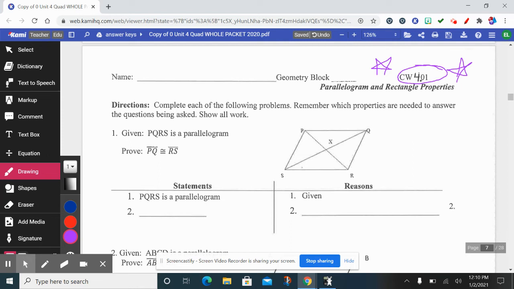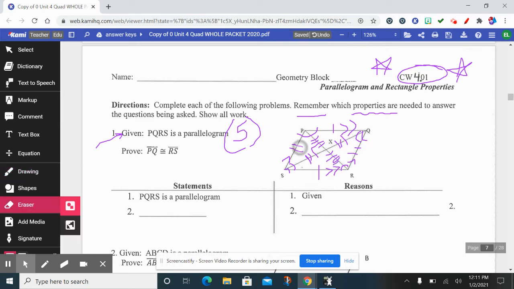So complete each of the following problems. Remember which properties are needed to answer the questions below. Given this shape is a parallelogram, when you're given it's a parallelogram, you know 5 facts about it. You know this side and this side are equal, this side and this side are equal. You know these are parallel, and these sides are parallel. You know that this angle and this angle are equal, this angle and this angle are equal. You also know that this and this are equal because they're bisected, and you know this one and that's equal.